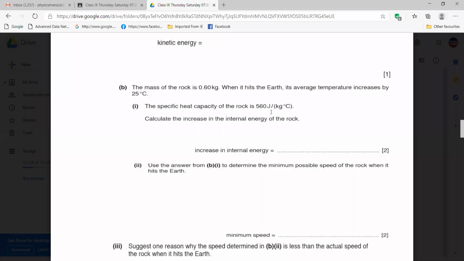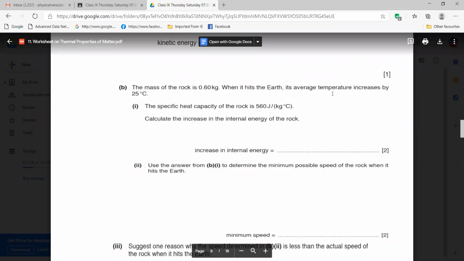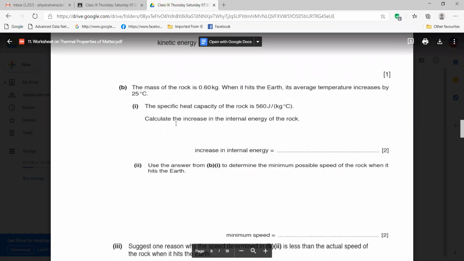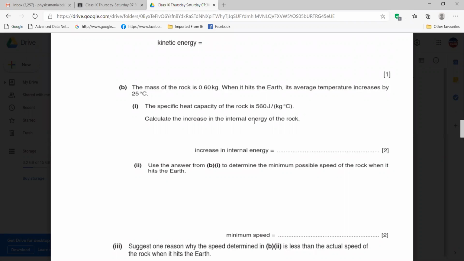So they are asking about the internal energy. That means we have here mass, m. Then temperature increase, what is it? Del theta. And we have c, the specific heat capacity. What we are going to find? Q, energy. So what should be the formula? We are going to find Q, right? Q equals mc del theta. So you write the formula in your copy: Q equals mc del theta.